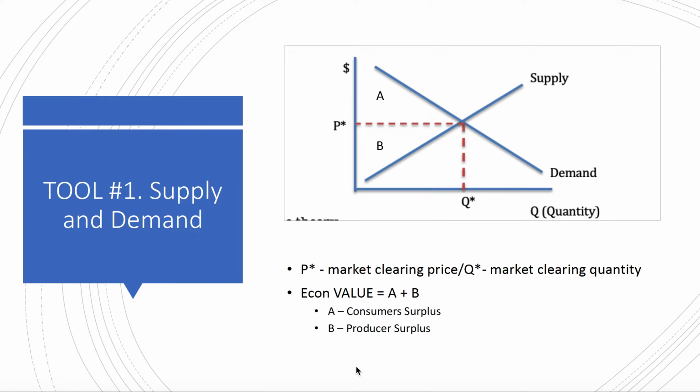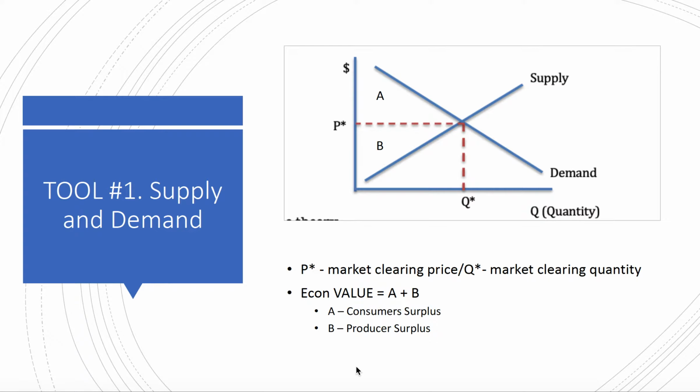As you can see by the graph, the supply curve is upward sloping, which means the higher the price, the more of some product they're willing to supply if it's a producer. And the demand curve is downward sloping, which means the cheaper the price, the more you're going to demand for that product.